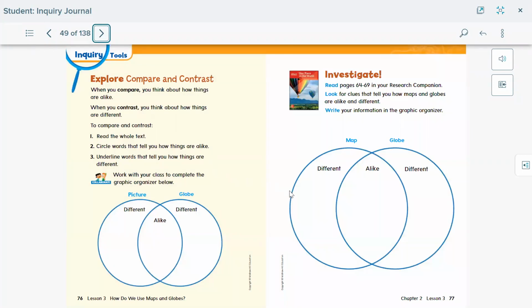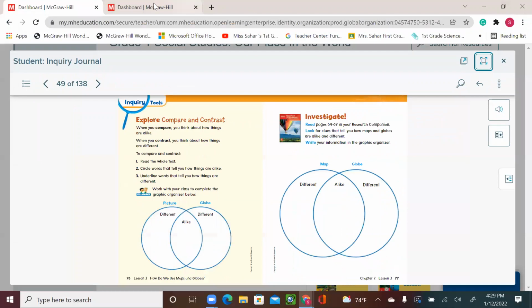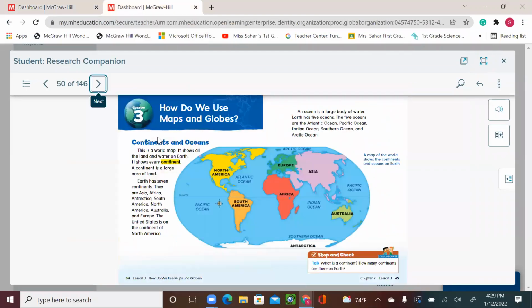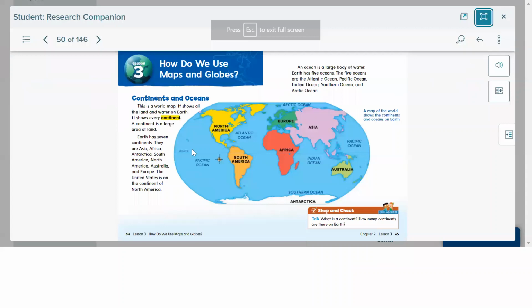All right, let's go to page 77. Read pages 64 to 69. I'm going to read together and then we're going to answer. So we have a map and we have a globe. We remember, we agree that difference means that something they don't have. They're different from each other. Alike, which is compare, means they both have it. And contrast is the difference for either the map and the globe. All right, so let's go to page 64 and read.